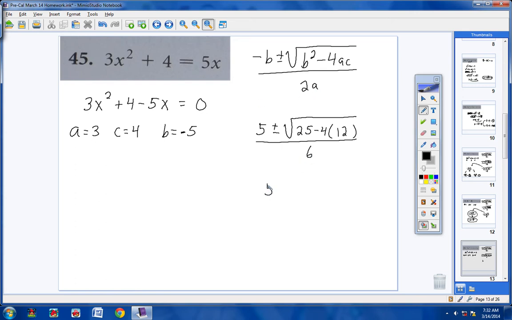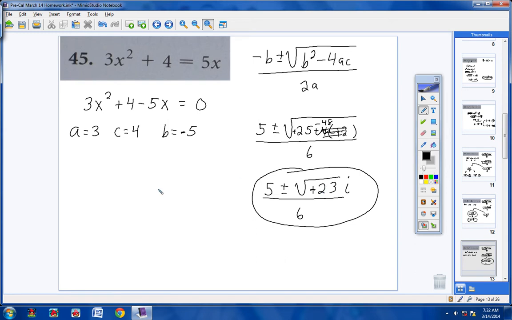Now for me, I like to simplify the radicand next. So a negative 4 times 12 would give you a negative 48. And so when you combine those two, a positive 25 and a negative 48, you're going to get a negative 23. All of that is over 6. And again, this is really pretty simple. I'm going to go ahead and make that positive, put an i here, and I'm finished. You cannot simplify the square root of 23.